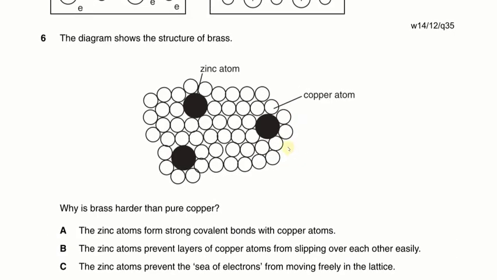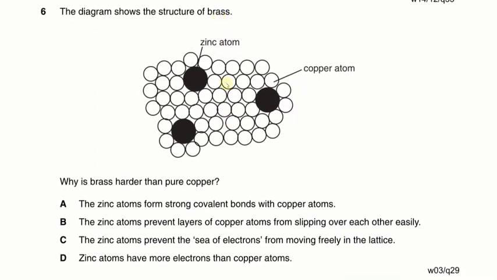Let's move ahead. The diagram shows the structure of brass. This is brass. Why is brass harder than pure copper? And I think by now you must be able to tell that it's all because of the difference in the sizes.